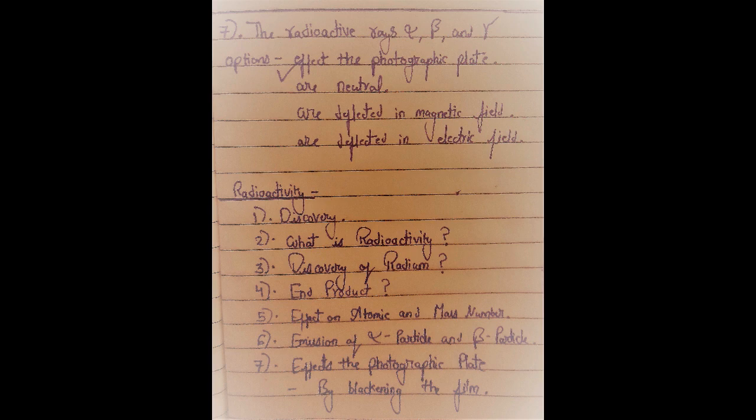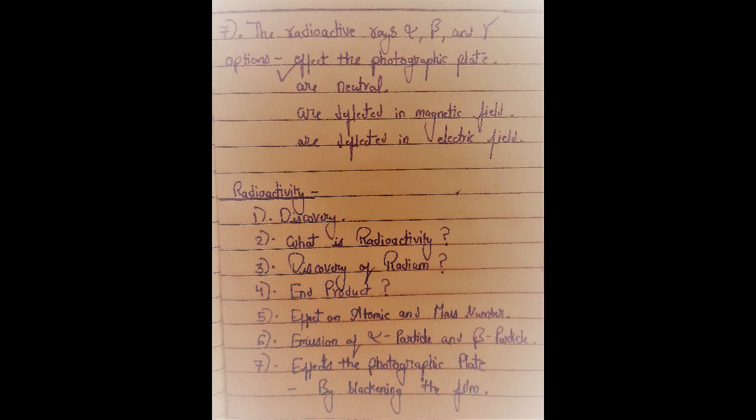Atom bomb is based on. Answer is nuclear fission. First, what is nuclear fission? The nuclear reaction in which a heavy nucleus is split into two nuclei of nearly equal mass is nuclear fission. Atom bomb is based on nuclear fission. Uranium 235 and Pu 239 are used as fissionable material. Nuclear fission was first demonstrated by Otto Hahn and Fritz Strassmann.